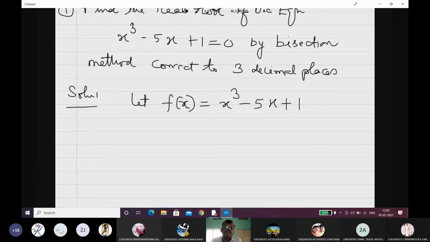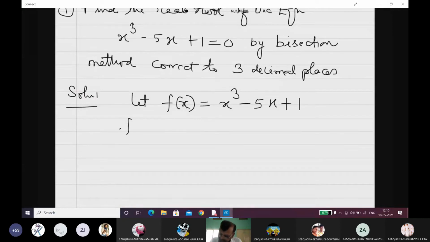We don't know where the root lies between. If it is given in the problem, then we have to take that value as an initial approximation, or otherwise starting with 0. For any problem, first we have to find out f of 0, then f of 1, then f of 2, like that. That is very, very important. Are you understanding? Keep it in mind always with you.